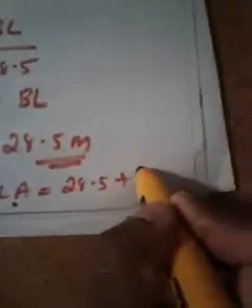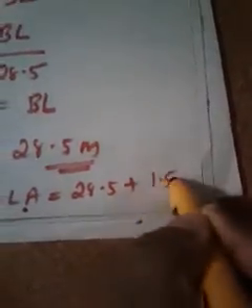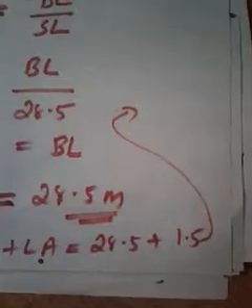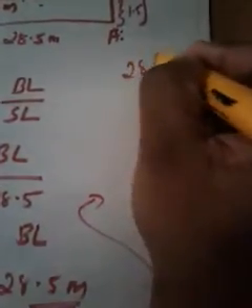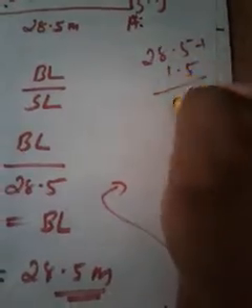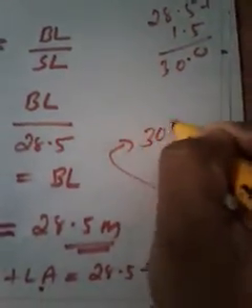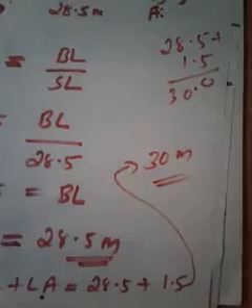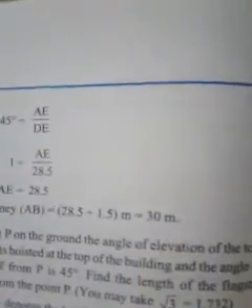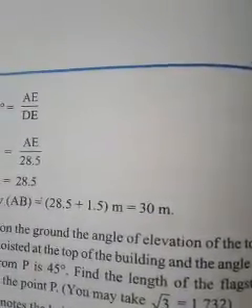So we can substitute LA as 1.5, and 28.5 plus 1.5 will give you the total height of the chimney. What is 28.5 plus 1.5? Add this. 30 meter is the height of the chimney. If you want, you can check the textbook answer. See, the textbook answer also should be 30 meter. See, sharp result we got.